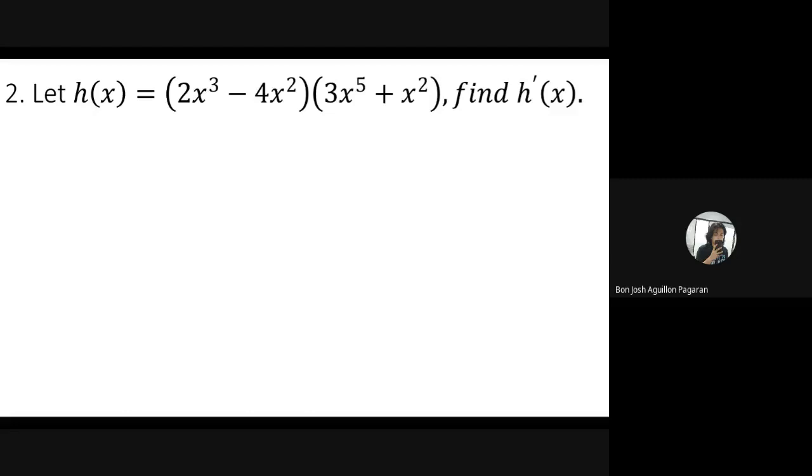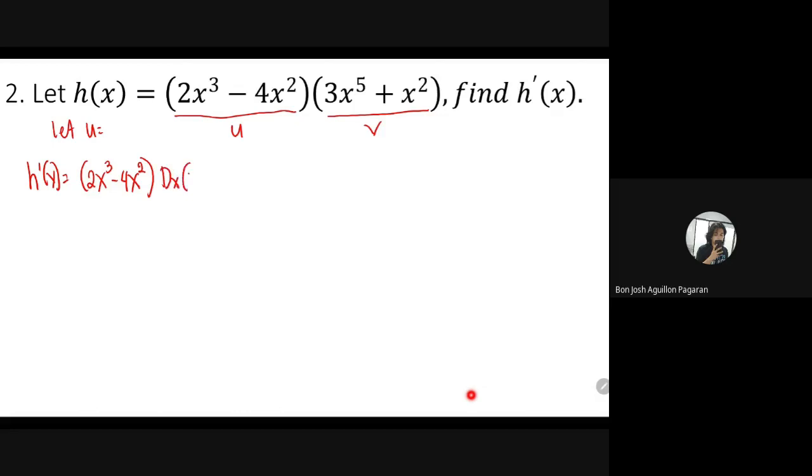So para hindi ka malito, you let u as, okay, pwede na diretso to, ano? Okay lang ba? Huwag na, idiretso na natin. Ang sinasabi ng rule kanina, multiply natin yung first, ito yung u natin, ito yung v natin. So 2x cubed minus 4x squared multiplied by the derivative of the second, which is 3x to the fifth power plus x squared. Plus.